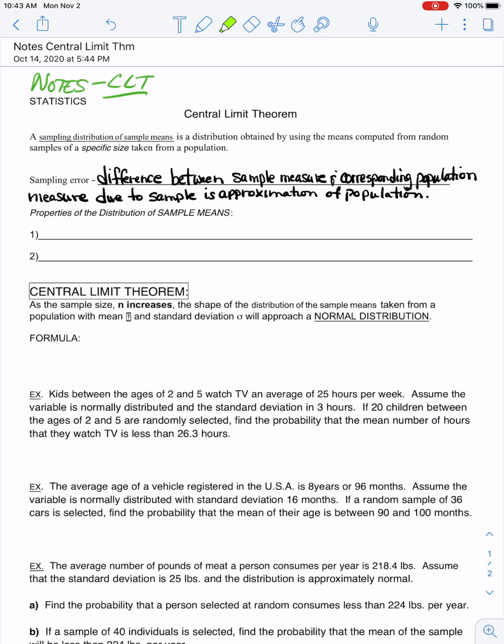Hello, today's topic is central limit theorem. Okay, what is the central limit theorem, you ask? Well, it is a sampling distribution of sample means. This distribution is obtained by using the means computed from random samples of a specific size taken from a population.